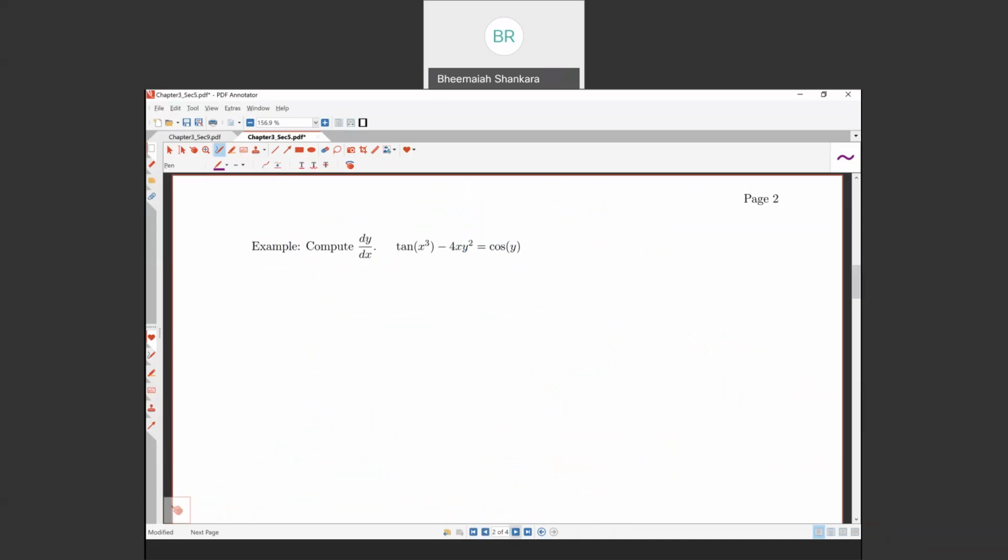In the next example, you are asked to compute the derivative dy over dx given an expression of trigonometry and polynomials. So again, I want you to read the question carefully. You are differentiating with respect to the variable x. So write the given expression as star and then write differentiate the given expression star with respect to the variable x.